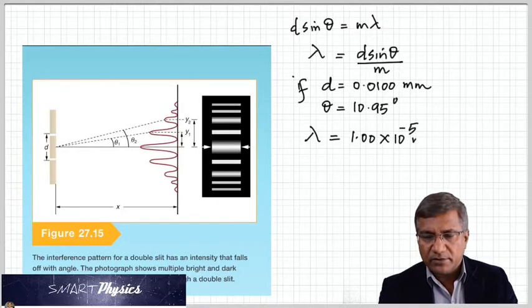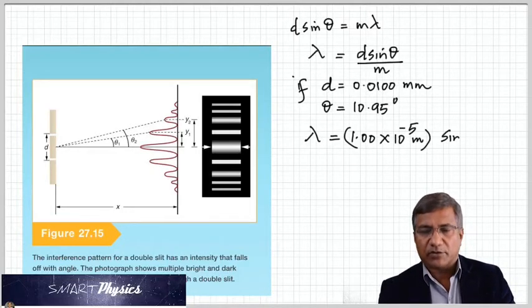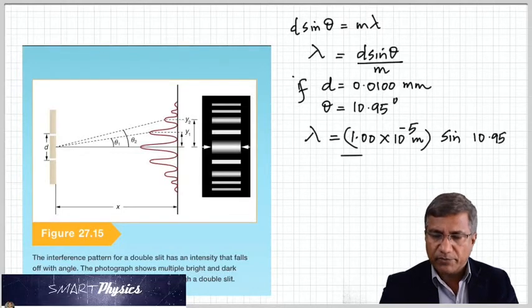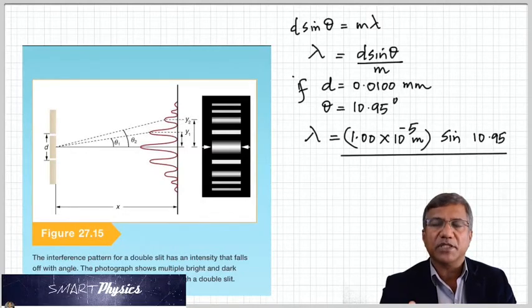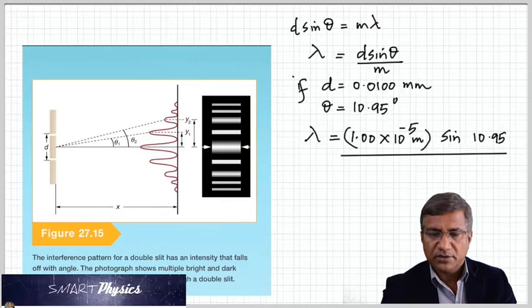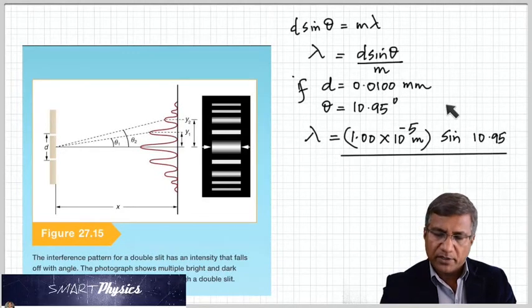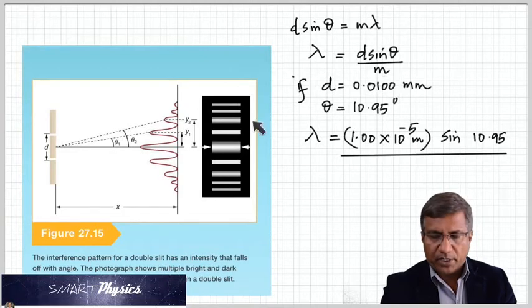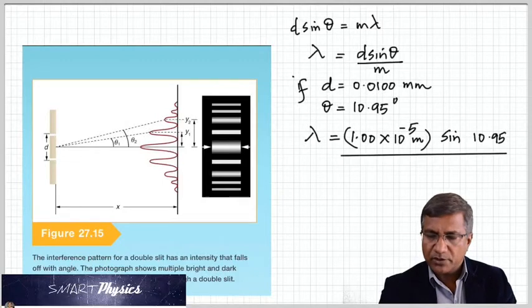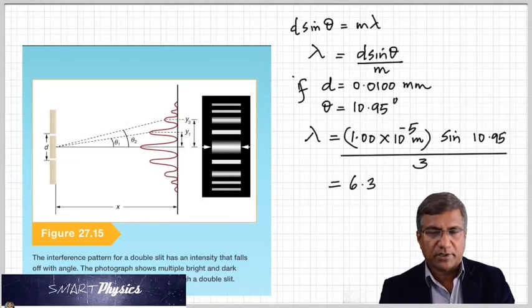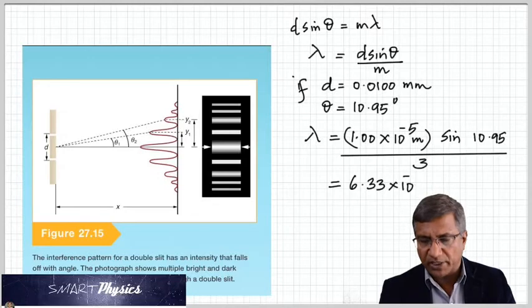And lambda can be calculated using the formula d sine theta by m. Remember, this is in meter now. Now to change millimeter into meter, you'll have to divide by 1000. That's why it became 1 times 10 to the negative 5. And then you have sine 10.95 divided by m. And so the value of m depends on what order you see at that angle. So I'm assuming that you see the third order at that angle of 10.95 degrees.